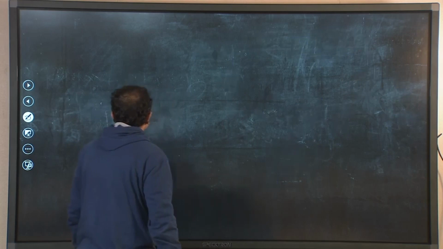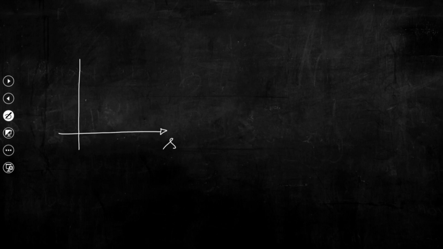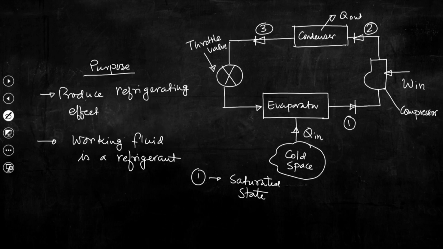So, if we try to draw the TS plane, now try to understand, this point is 4, and this is this cycle. So, cyclic process.